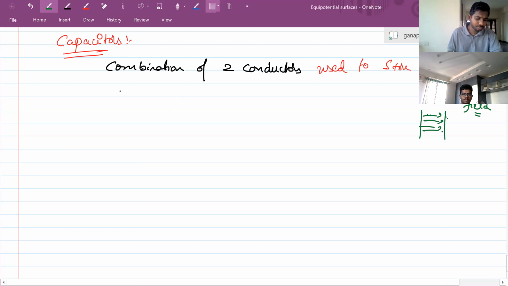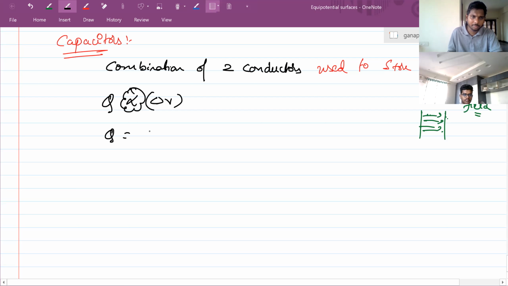Next, experimentally, it is found that Q is proportional to the potential difference between the two points. Then if you remove the proportionality, you will get a constant, that is Q is equal to CV. But you generally make a misconception that C will depend upon Q and V, but no.